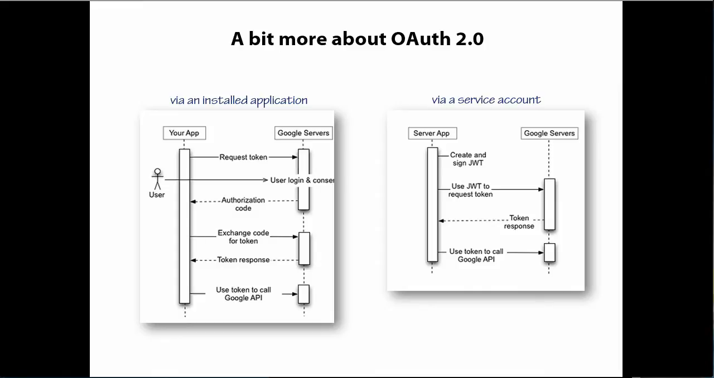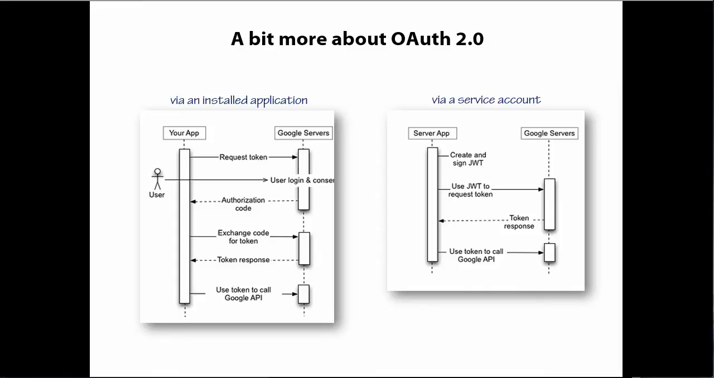Now, if you have a service account, notice there's no user on this diagram. So you have a JSON web token. Use the JSON web token to request your token, get your response, and then use the token. So you have this same sort of flow, but it's token based, based on the service account rather than a particular user. This might seem a little bit confusing if you haven't used OAuth. Again, I encourage you to read the documentation.